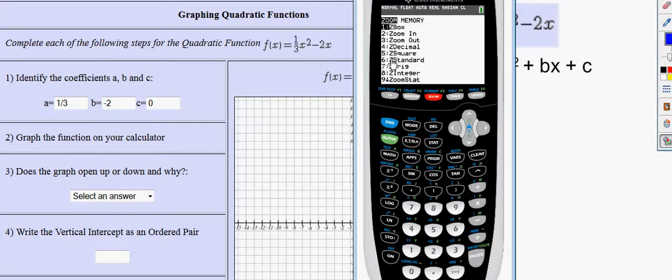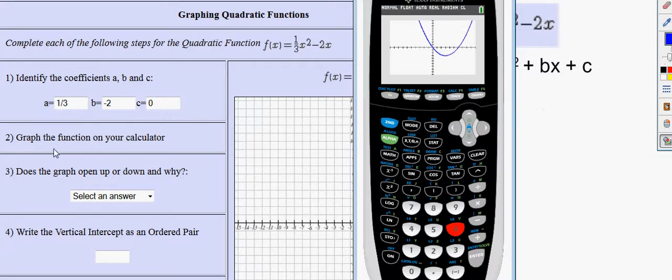If you press zoom 6, the zoom key gives you this here, and number 6 is zoom standard. So you're telling the calculator to graph the function in a standard window, which is -10 to 10 on the x-axis as well as the y. So I get this parabola.